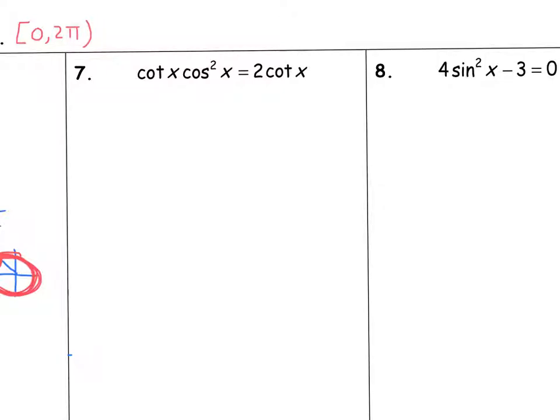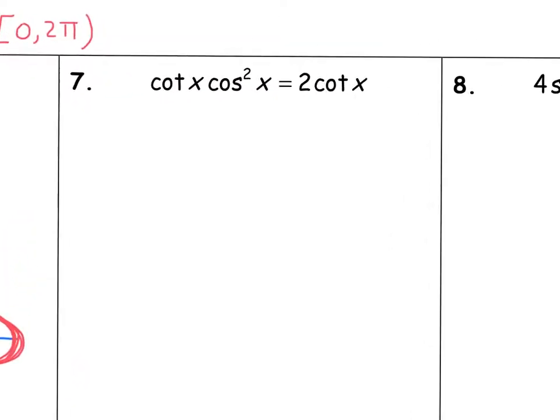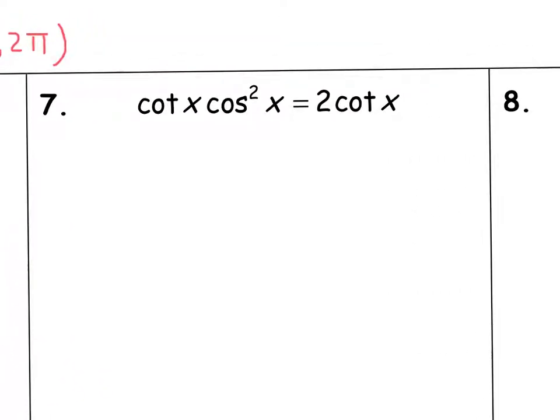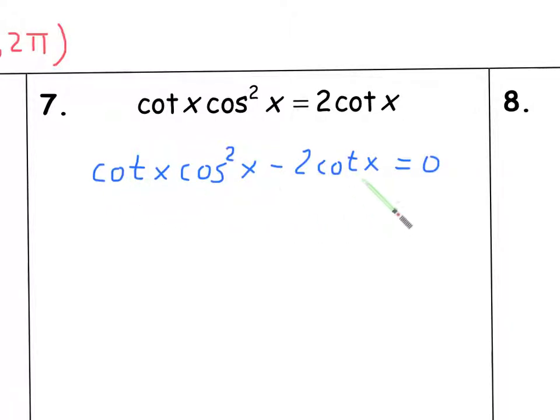Number seven. What are we going to do here? Okay, so let's subtract the 2 cotangent. Cosine squared x cotangent of x minus 2 cotangent of x now equals 0. Good, so notice that I have a cotangent here and also here, so I am going to factor out the cotangent of x. And when I do that, I get cosine squared of x minus 2 all equals 0.